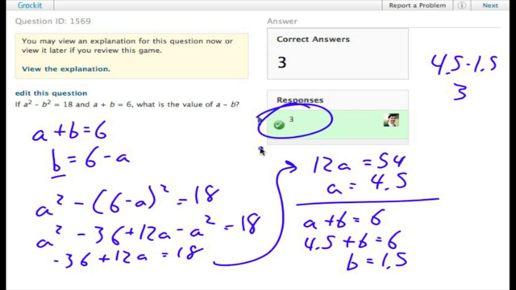So two different ways to go about this. One takes a little bit longer, but it's a little bit easier calculations. The other one's a little bit harder calculation, but it only takes you like 3 steps or so. Either way, you come up with answer 3. Okay, let's move on.